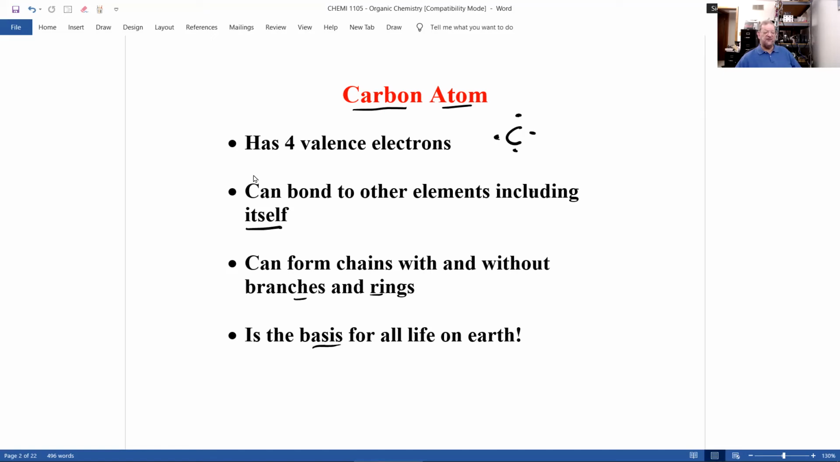And it's the basis for all life on Earth. If we didn't have carbon, we wouldn't exist the way we do today. Would we exist at all? Good question. I don't know.